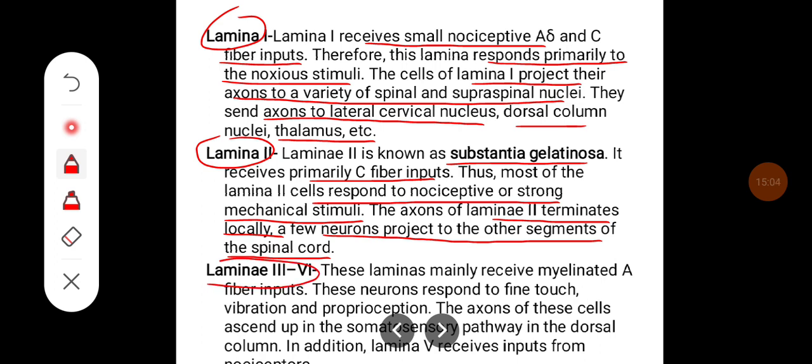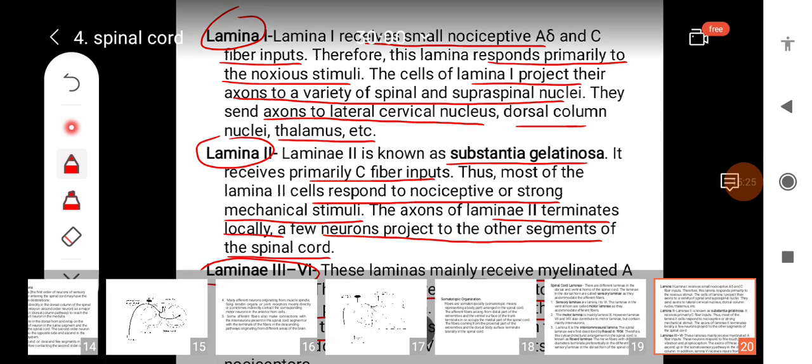Laminae 3 to 6 mainly receive myelinated A fibers. These neurons respond to fine touch, vibration, and proprioception. The axons of these cells ascend in the somatosensory pathway in the dorsal column. In addition, lamina 5 receives input from nociceptors.